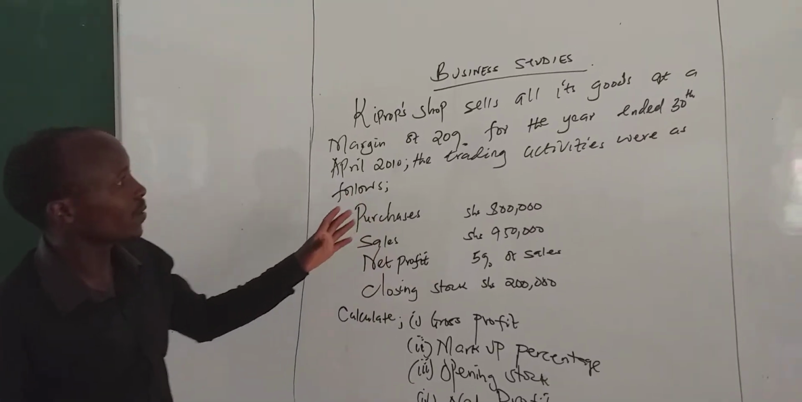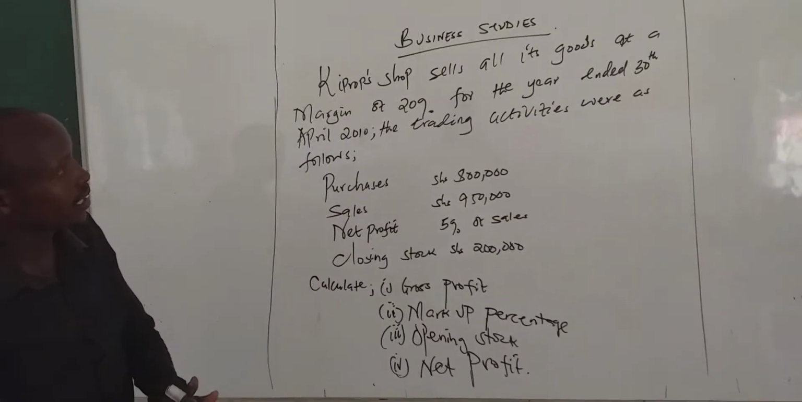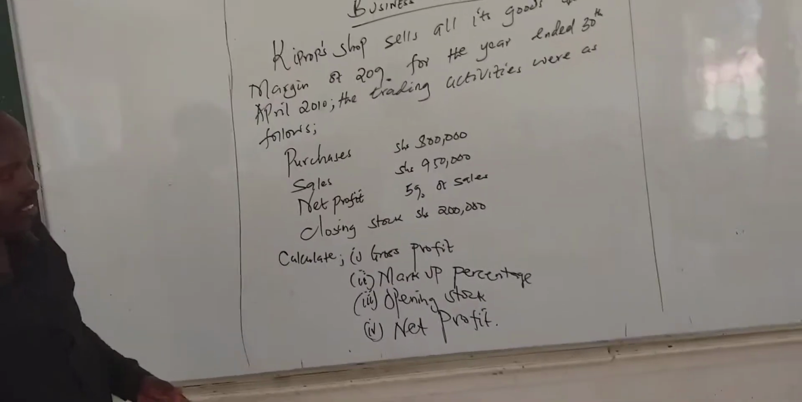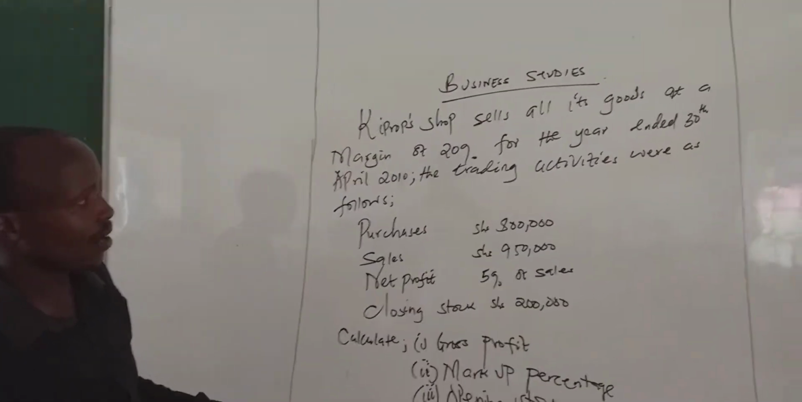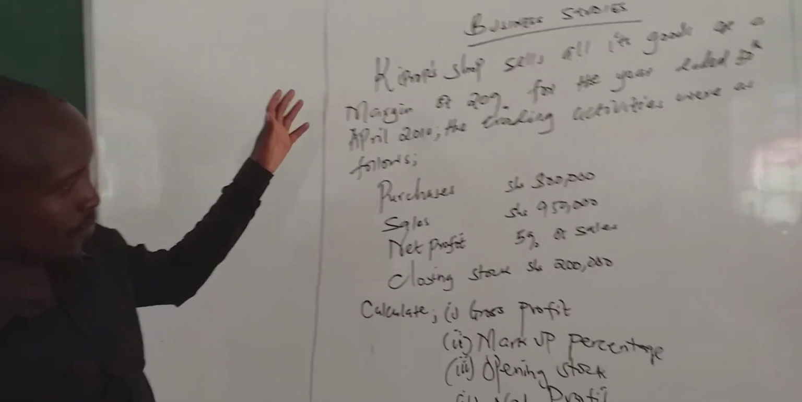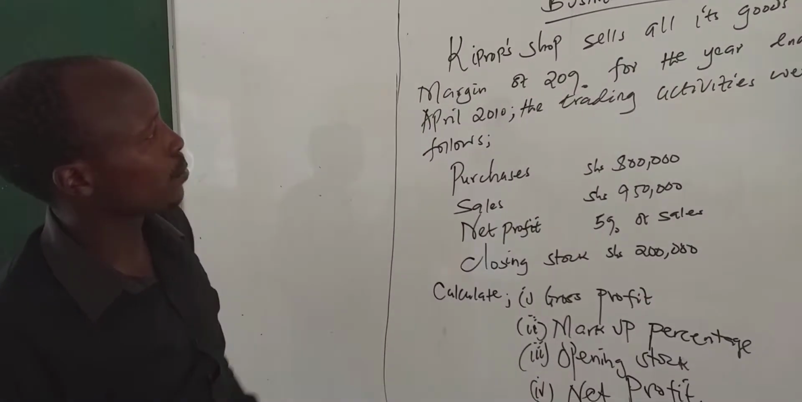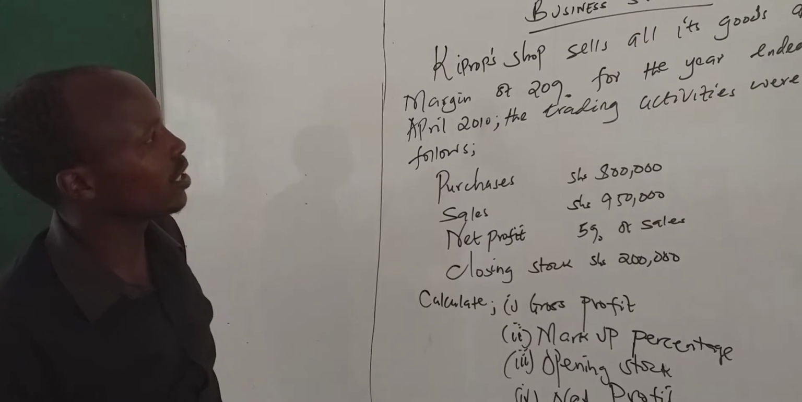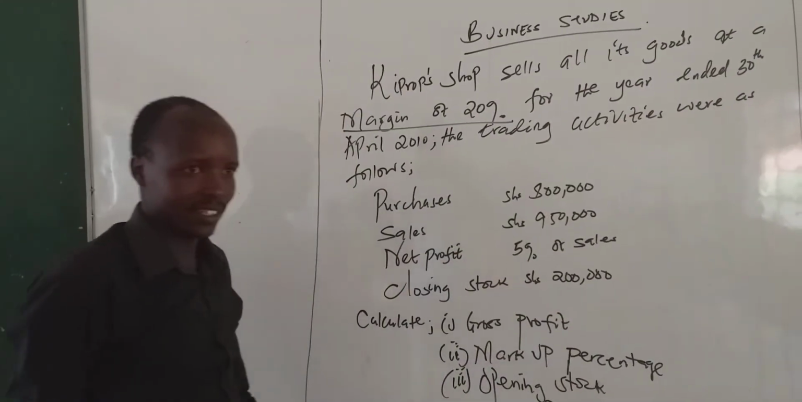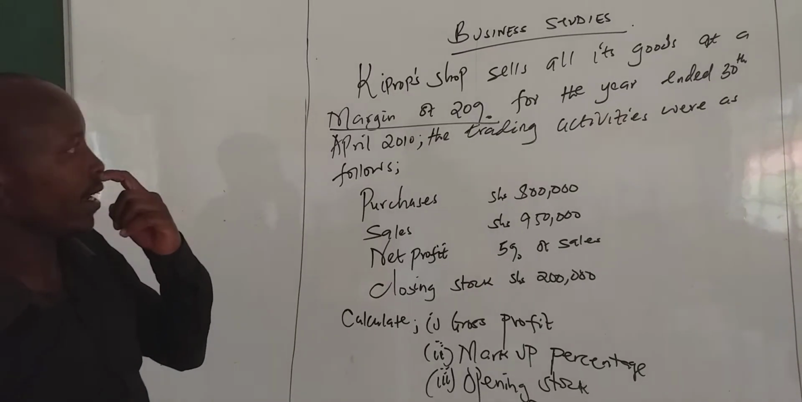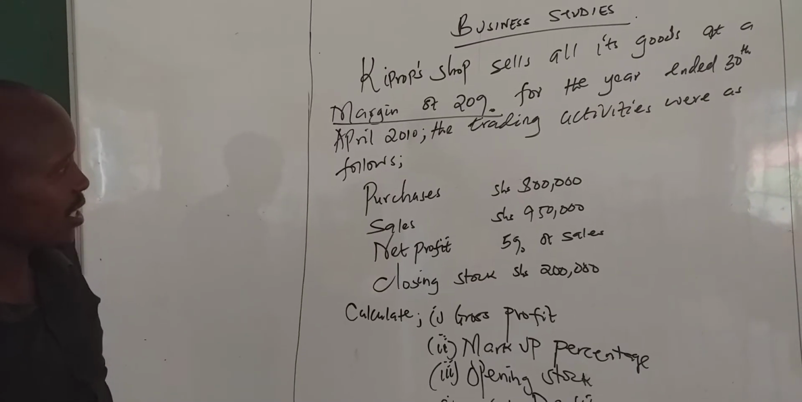With me is a question on trading profit and loss account and basic financial ratios, and I want us to tackle this question for our lesson today. It reads: Kiprop shop sells all its goods at a margin of 20% for the year ended 30th April 2010. The trading activities were as follows.